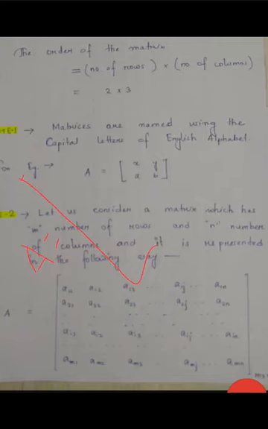The element present in the first row and first column will be represented as A11. The element present in the first row and second column will of course be represented as A12. In that way it will go on. Similarly, the element present in the second row but first column will be represented as A21. Then the element lying in the second row, second column will be represented as A22. In this way it will be going on.